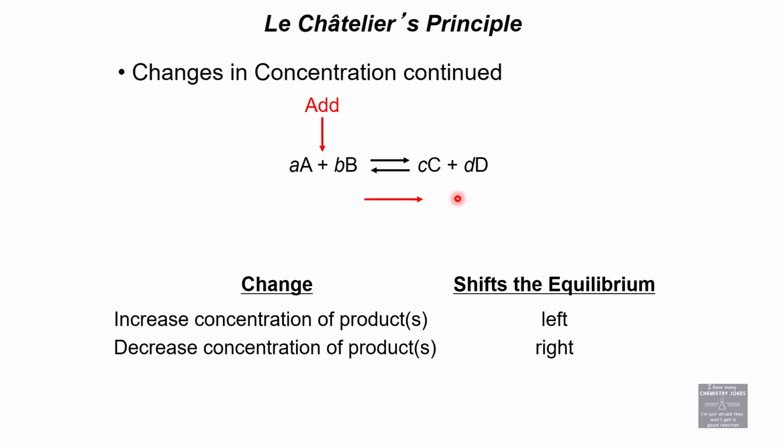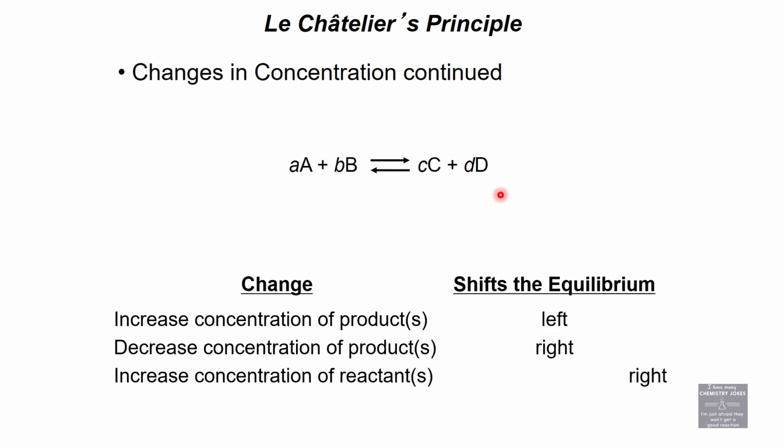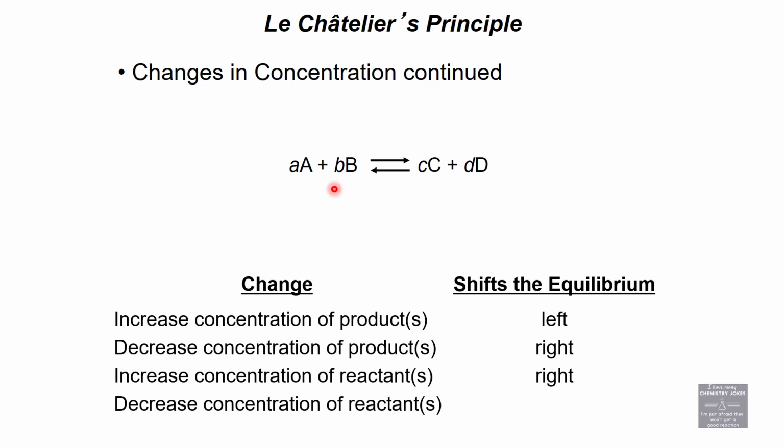You can also add reactants. Anytime you add in reactants, the system responds by creating more products. Trying to consume the extra reactants you just added, it shifts right. And our final option is if we remove some reactant, the system will respond by trying to replace the reactant that you just removed, so you will shift left toward reactants. So, yeah, that's changes in concentration. Concentration is one of the stresses that we can apply to a system at equilibrium and see how it responds.